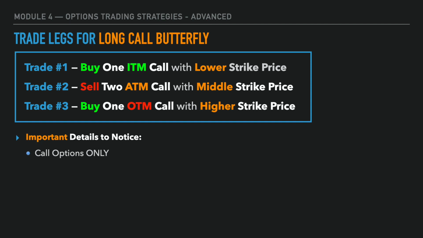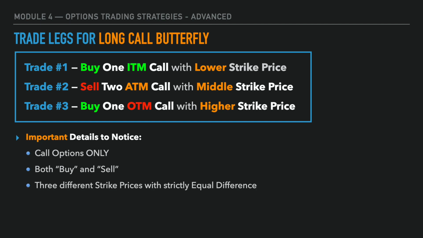A long call butterfly trade involves both buy and sell options. There are three different strike prices in this trade, and they should have an equal difference between them. Of course, all these four call options should expire at the same time. The buy-sell-buy ratio in the three trade legs should be 1 to 2 to 1.